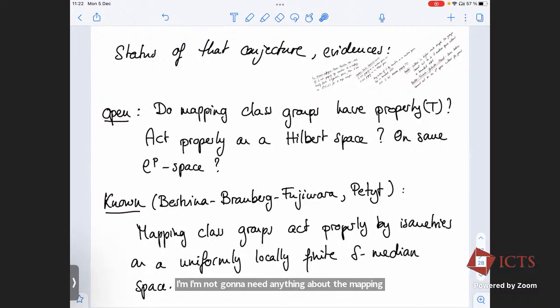The results are mainly Hagerup's, but he uses Bestvina, Bromberg, Fujiwara's machinery. And altogether, we know that the mapping class group acts properly by isometry on a uniformly locally finite delta median space.